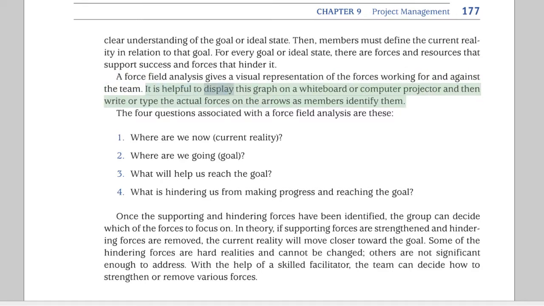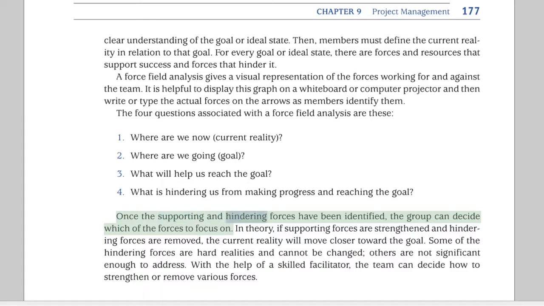It is helpful to display this graph on a whiteboard or a computer projector, and then write or type the actual forces on the arrows as members identify them. The 4 questions associated with a force field analysis are these. 1. Where are we now? Current reality? 2. Where are we going? Goal? 3. What will help us reach the goal? 4. What is hindering us from making progress and reaching the goal?